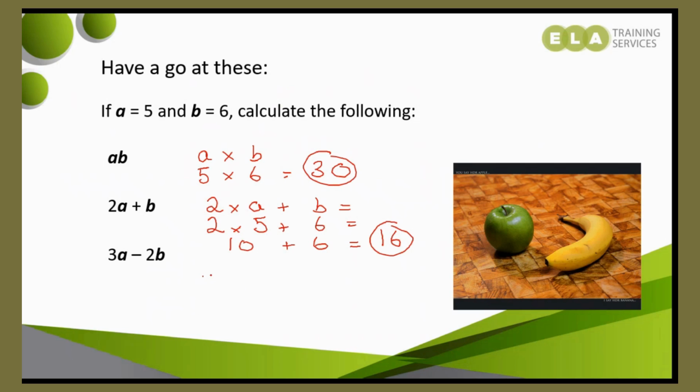And then our last one, we've got 3A take away 2B. So this is basically saying 3 times A, take away 2 lots of B. And then we're doing 3 times 5, take away 2 times 6, so 15 take away 12, and we're left with 3. And that is our substitution problems.